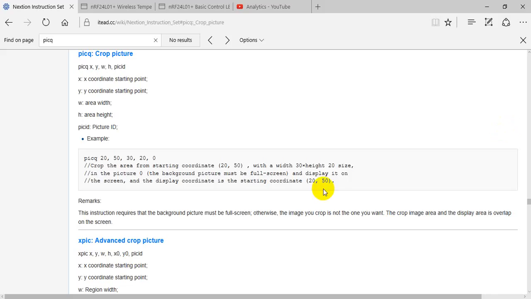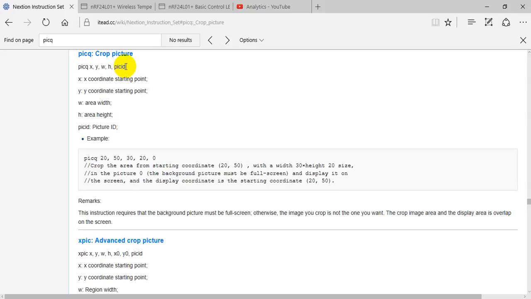Hello again. So today I would like to look into PICQ, which is cropping of the picture. This is the command here. It's PICQ to enter the X, the Y, the width, and the height. And then PIC ID, picture ID.